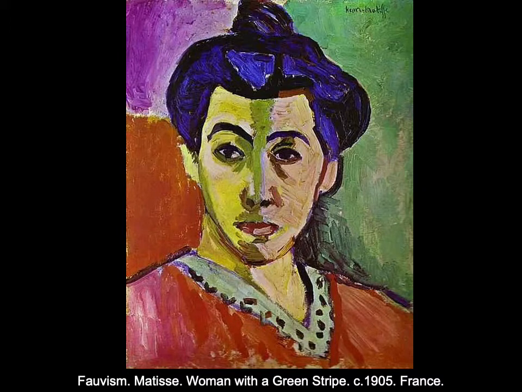Not very large works, but fairly quickly done, and still naturalistic to a certain degree, I suppose. This is probably Madame Matisse, Matisse's wife. But you see these brilliant colors going on here and the thick strokes. If you're used to naturalism, this is a shocker for you, isn't it? But that was Matisse in a nutshell.